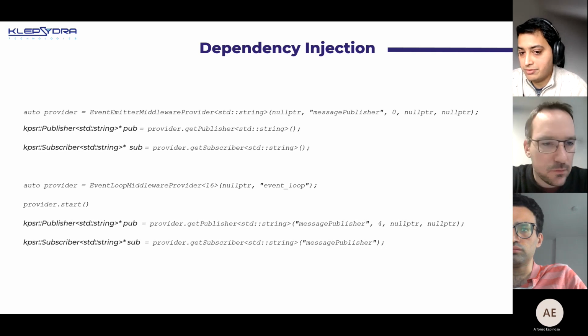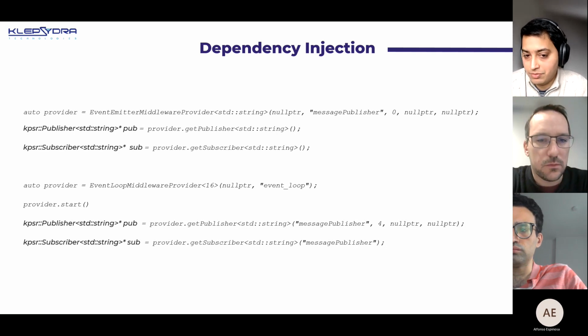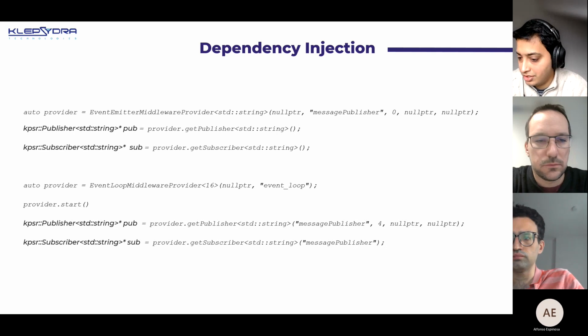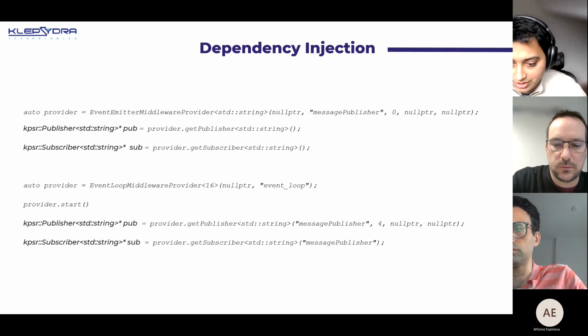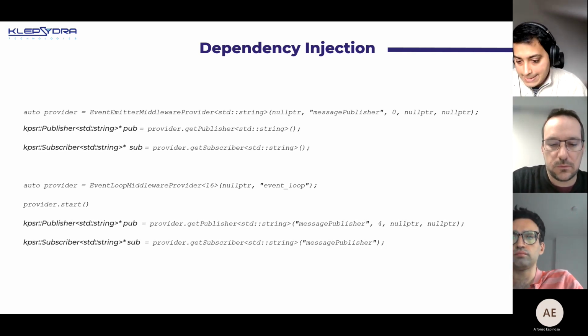So in the testing mode, you have the event emitter publisher, and then when you want to really run your application, you switch to the event loop publisher, and then you have the high performance without changing the rest of your code. So that's what dependency injection is.